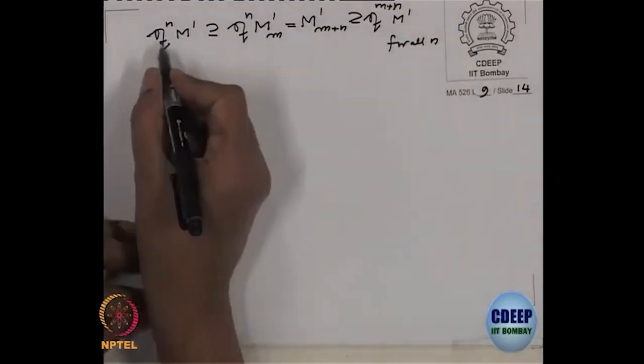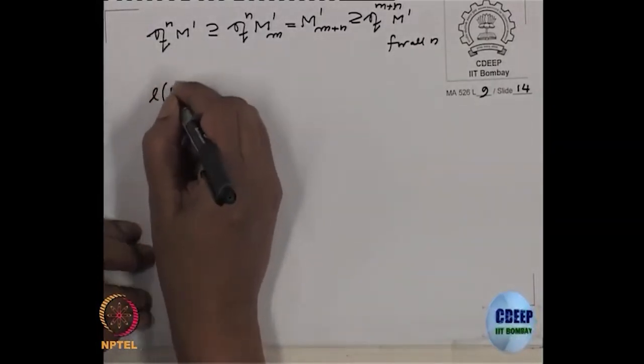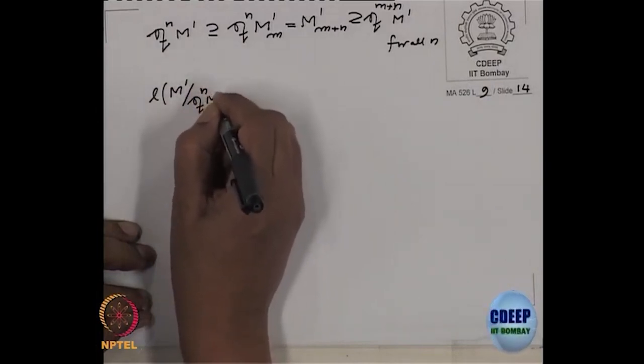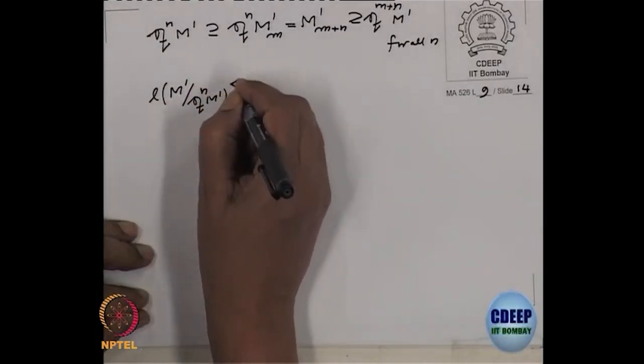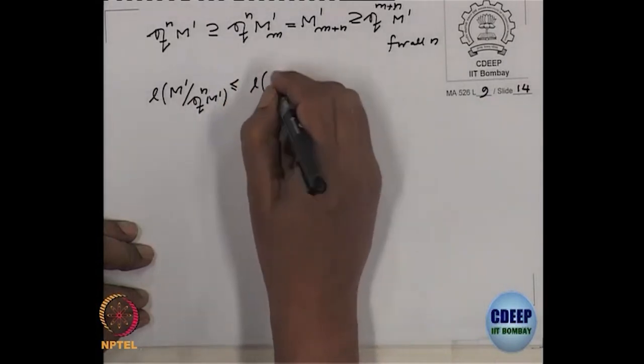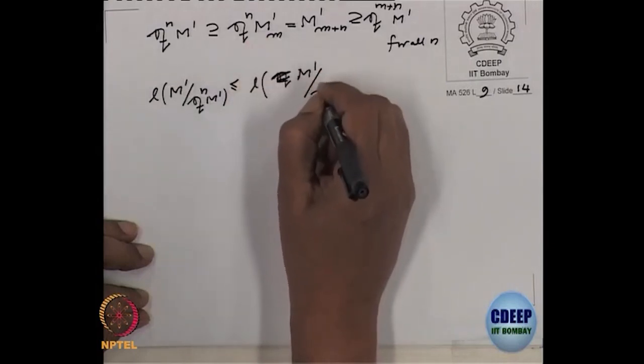So, when I go mod this and compare the lengths, we will get the length of M prime by Q power n M prime will be less than or equal to the length of M prime mod this.